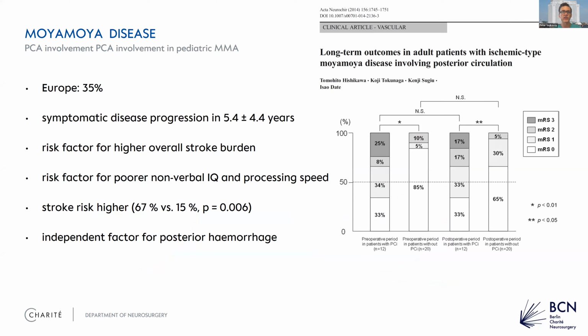A very important point is the involvement of the posterior circulation. In the European pediatric population, 35% of the patients will also have an involvement of the posterior cerebral artery. And the posterior cerebral artery involvement is very important because the posterior circulation is an important source for collaterals. Through the callosal artery, they are feeding the ACA and the MCA territory. So if the PCA is also stenotic or even occluded, this carries a higher risk for stroke burden. The stroke will be more significant.